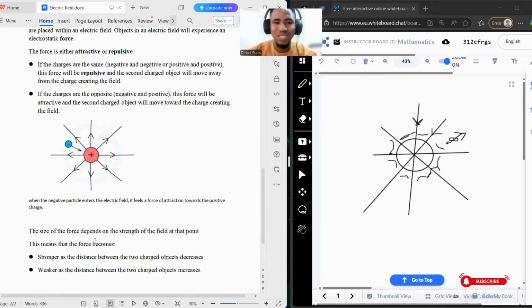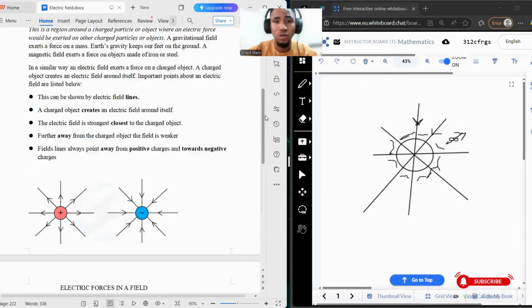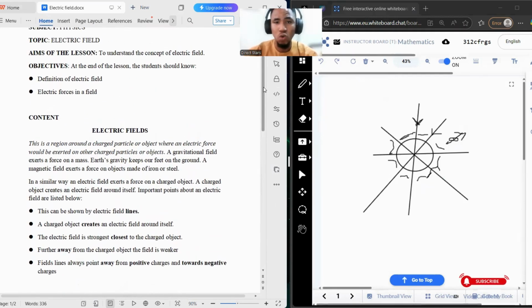The size of the force depends on the strength of the field at that point. This means the force is either stronger as the distance between two charged objects decreases, or weaker as the distance between two charged objects increases. So if the object is closer, it has more attractive force. But if the object is further away from the charge, then it has a weaker attractive force. That will be the end of today's class, the end of electric field and its force.